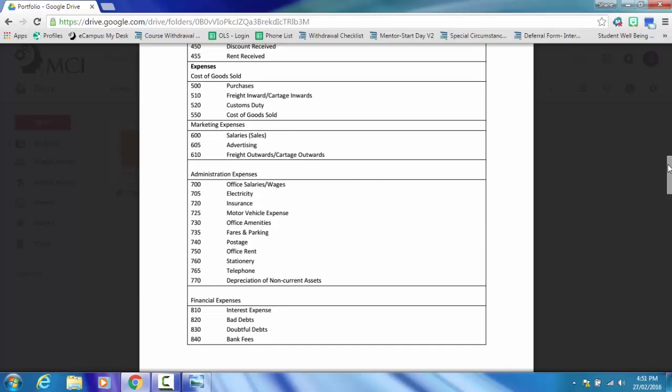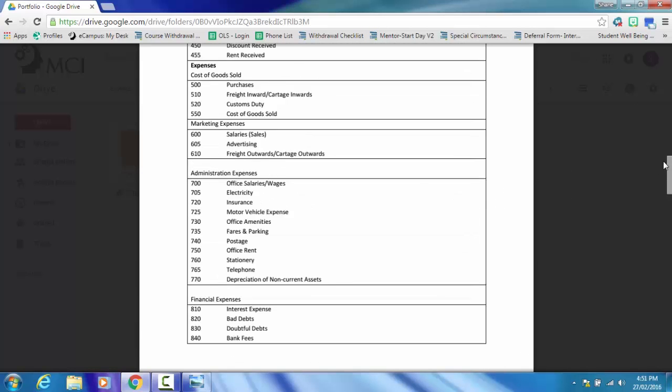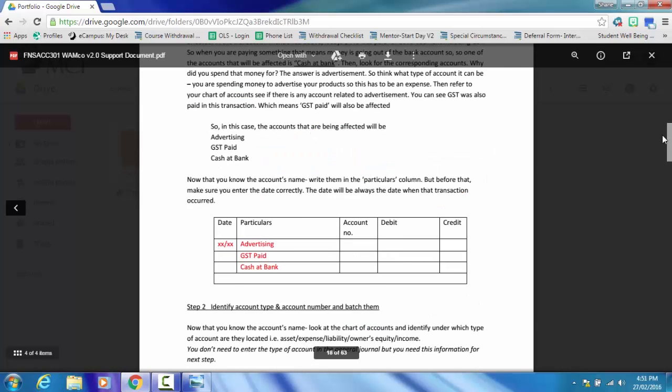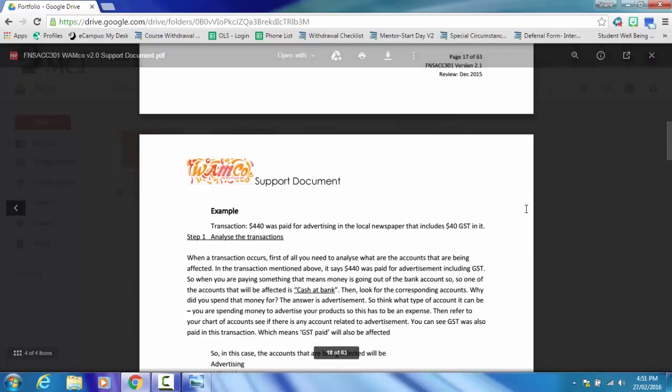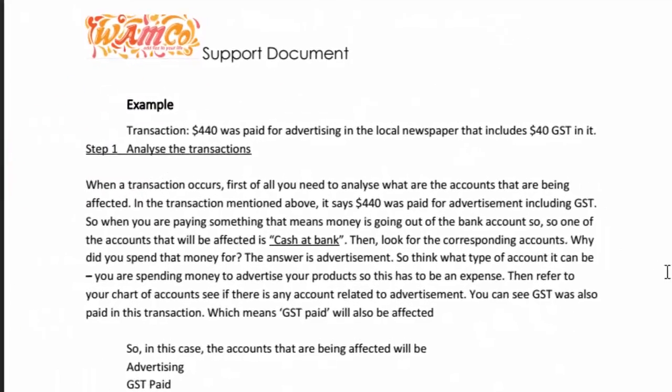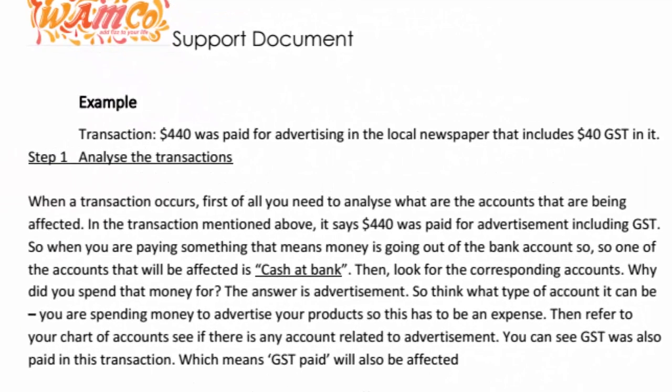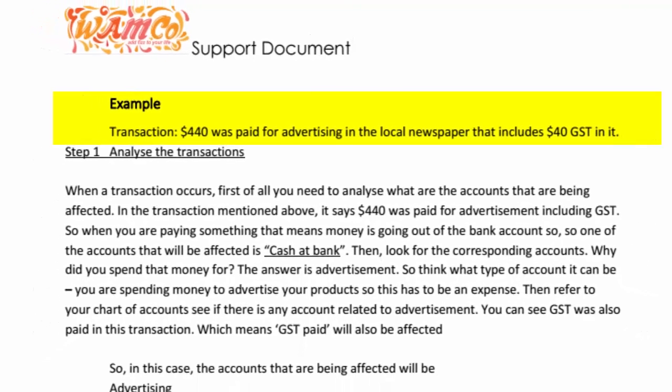Yes, I believe the transaction is going to be on page 18. Okay. So on page 18, we have a transaction towards the beginning of the page that says $440 was paid for advertising in the local newspaper. That includes $40 GST in it. Now, what we do is we analyze the transaction. We are going to break it into accounts. The accounts involved are, Shane, can you please bring up the chart of accounts for us?